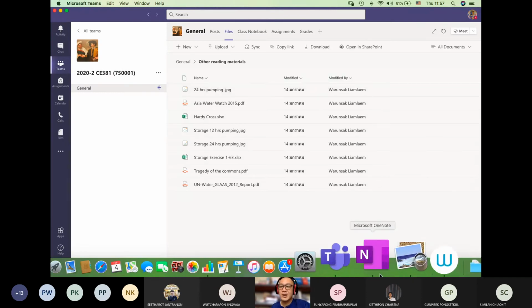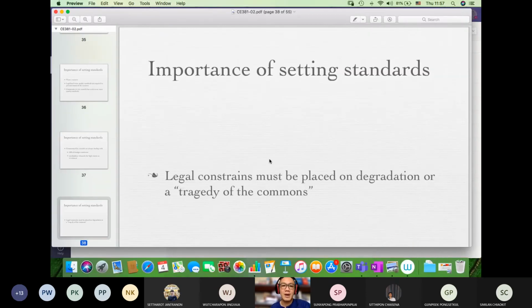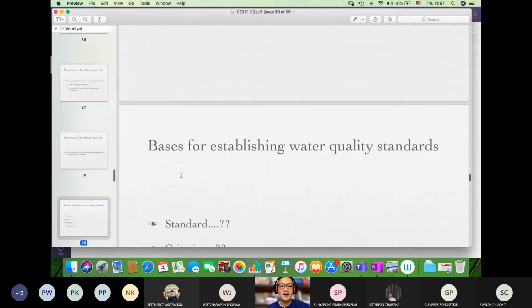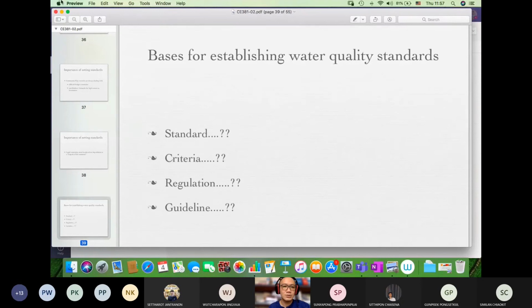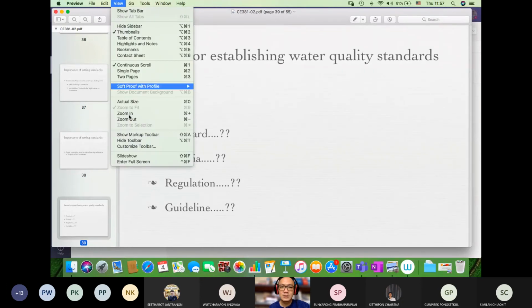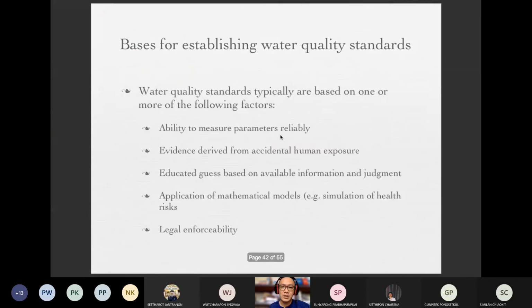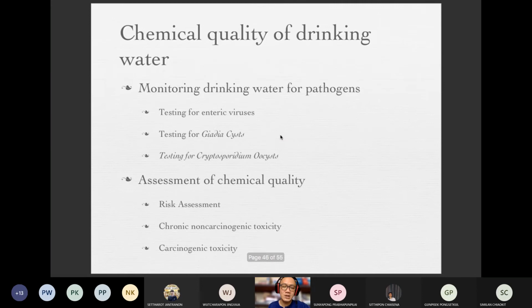Okay, so this is the major idea about chapter 2, the importance of setting up the standard. Anything I need to emphasize? So this one I have already mentioned. The water quality. We classify the parameters. We can actually classify them into 3 to 4 groups: physical characteristic, chemical characteristic, biological characteristic.